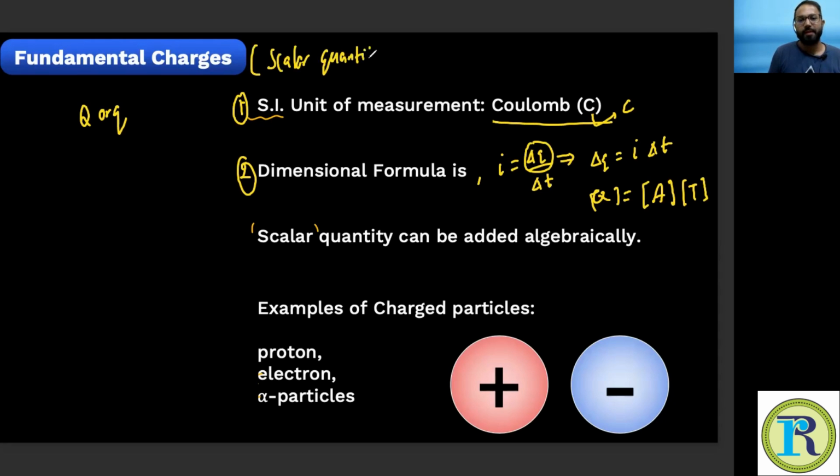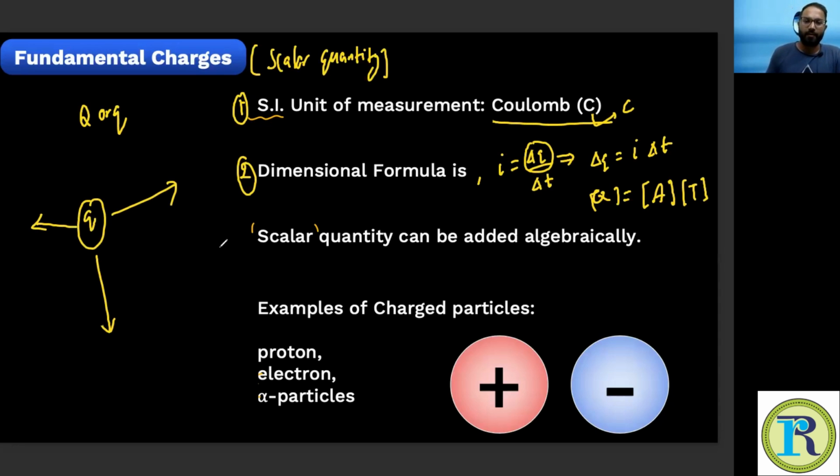So what does it mean? It means if a charge Q is moving in this direction or in this direction, its properties will be the same. There will be no effect on its properties in different directions. So we can add the charges directly, algebraically.